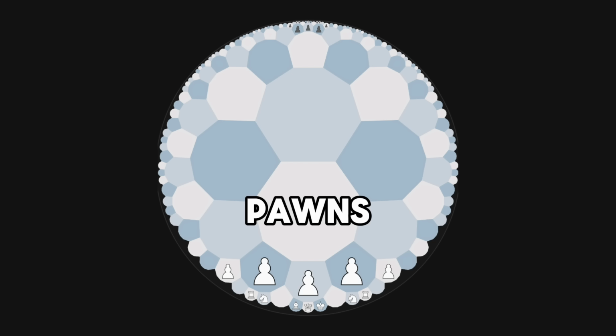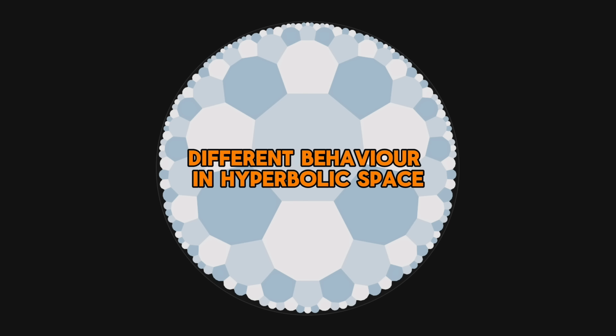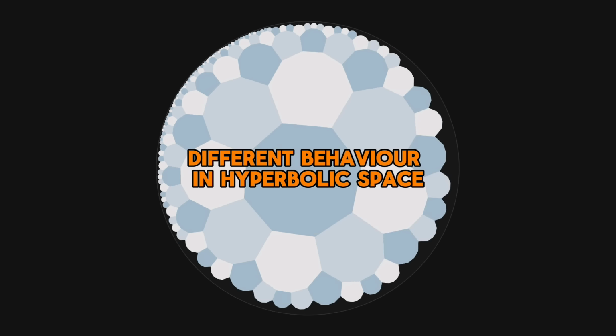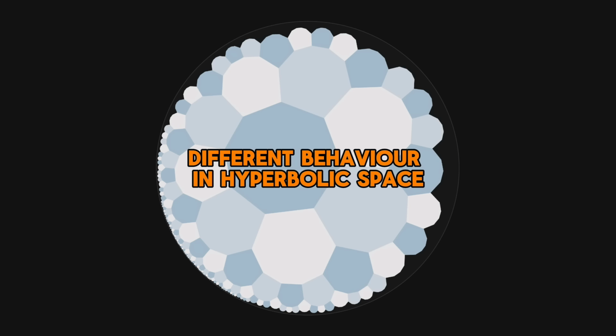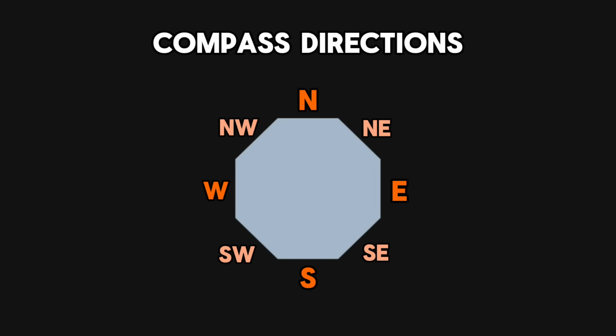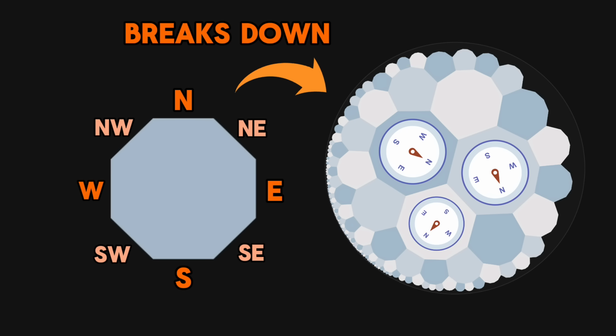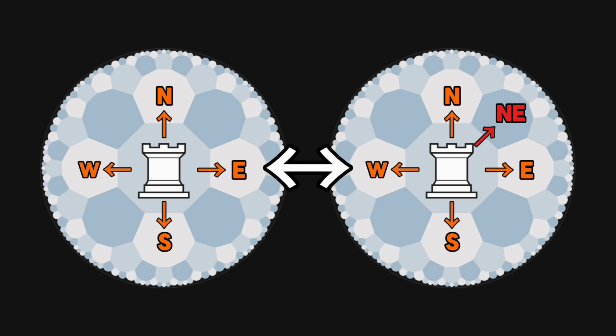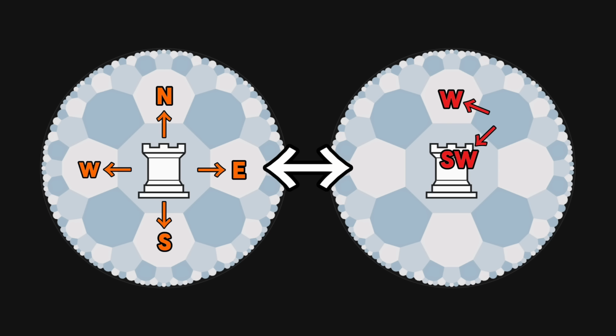Lastly, we have the pawns, and we need one more concept here. As we've seen, some intuitions we hold about regular space no longer apply in hyperbolic space. And what we've lost this time is a notion of consistent compass directions at every tile. Basically, you can't have a north, east, south, west at a tile that will continue to hold as you move around the board.